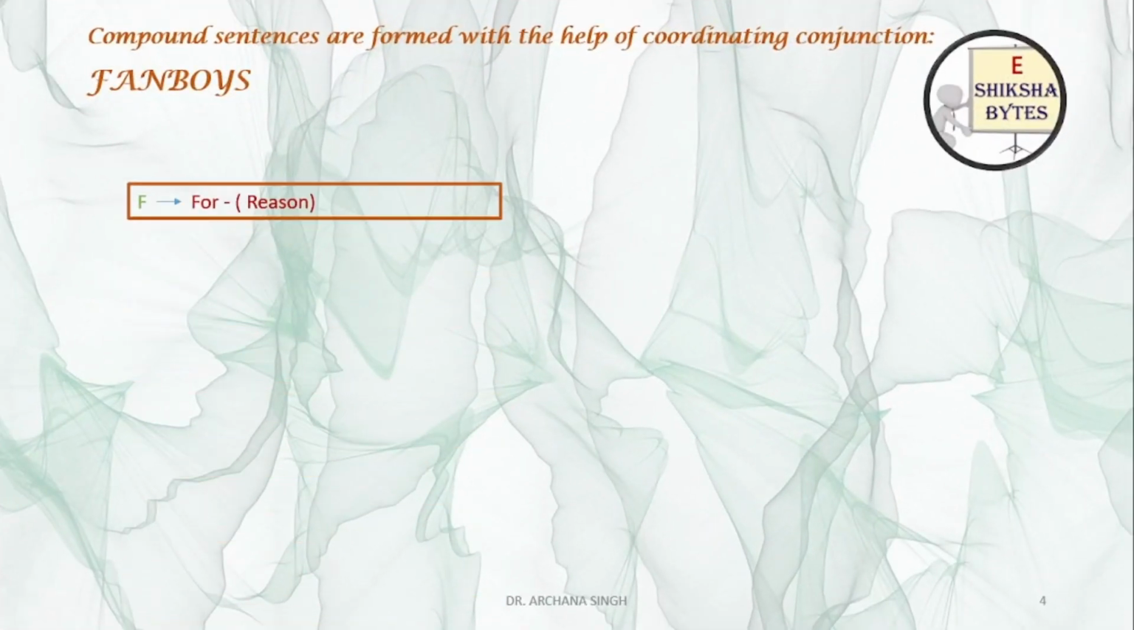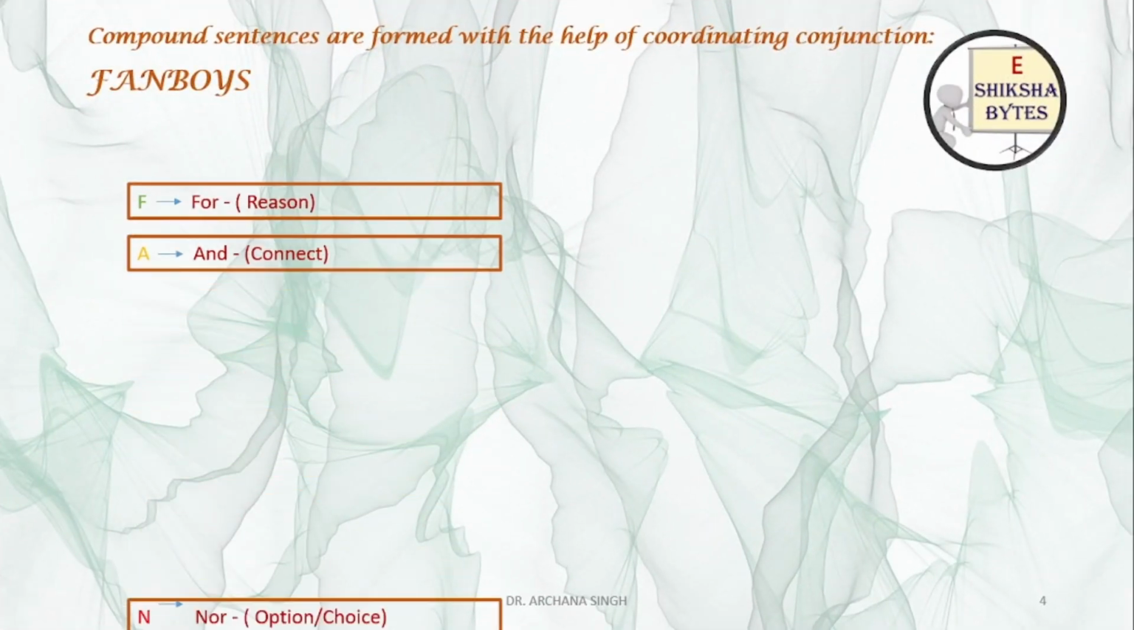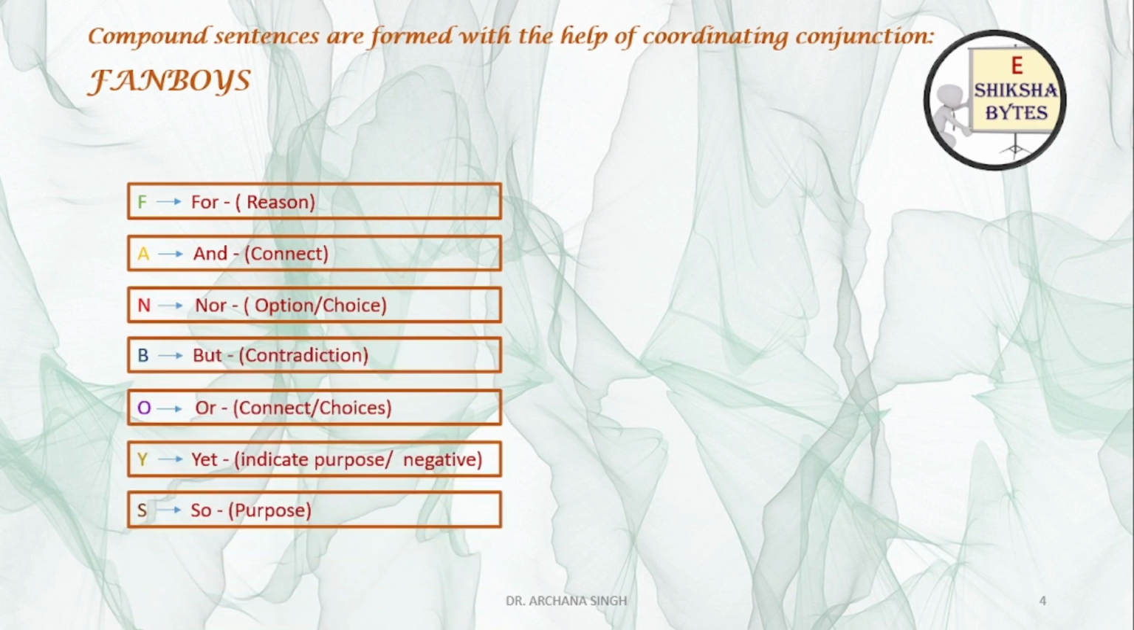When you talk about compound sentences, you need to keep in mind the FANBOYS conjunctions, which means for, to give a reason, and, to connect, nor, or, for option or choice, but, for contradiction, yet, and so, to indicate purpose. So when two independent clauses, or you can say the main clauses, are joined by any of these conjunctions, then it becomes your compound sentence. That is the trick that you have to keep in mind.